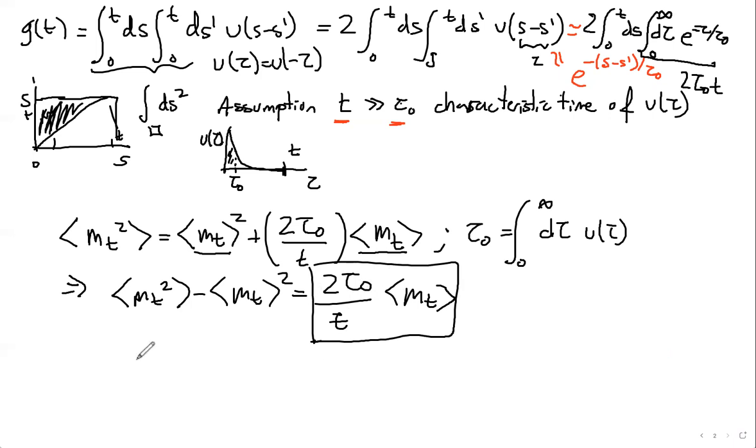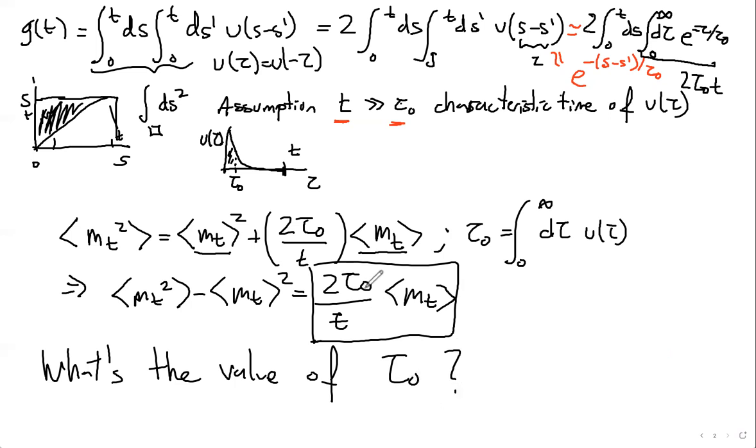So all the problem becomes now understanding what's the value of tau 0. So if we know tau 0, which is this integral of the survival probability, then we will know what is the variance of m of t. Okay, this is the variance of m of t. All right. So the next part of the lecture will be about computing this integral, just computing the integral from 0 to infinity of the probability.